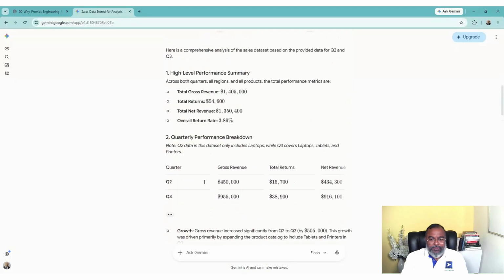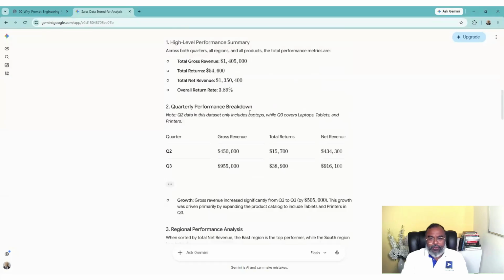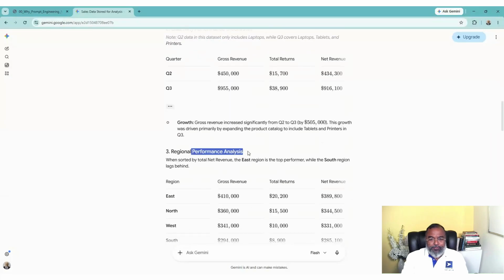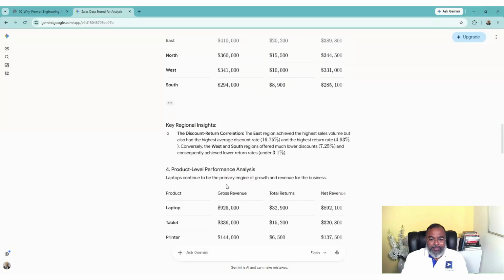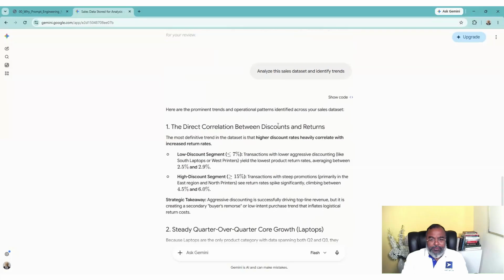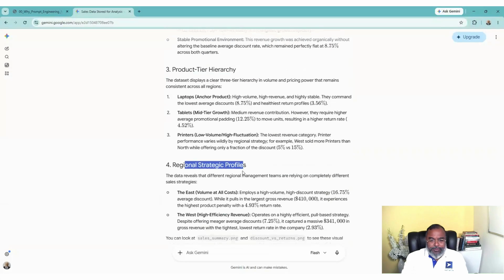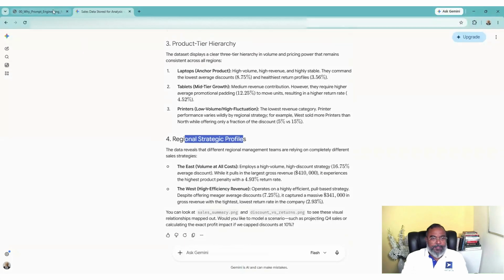If you look at this, it went ahead with a few charts, high level performance summary, quarterly performance breakdown, regional performance analysis. So basic EDA type of job was done. It did not give you a lot of details there. Some key recommendations like review East region promotional strategies, investigate tablet and printer return reasons, and so on. But when you go ahead and give it this way to identify trends, it's directly going ahead and looking at some proper business oriented goals, what you should be looking at.